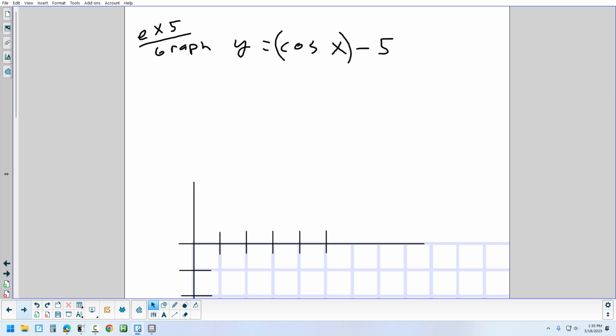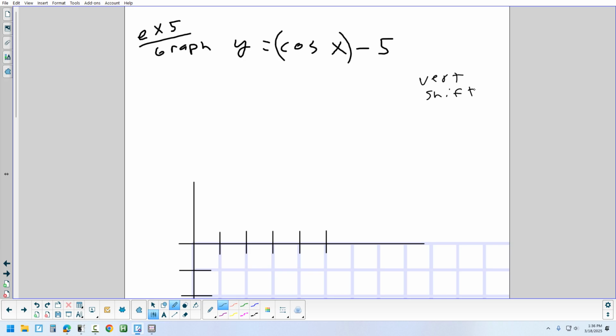All right, let's try this one. So y equals cosine x minus 5. Okay, first thing you want to ask yourself is, are we inside or are we outside? Outside. So outside tells you what? Vertical. That's all it tells me. And it's subtraction, so that's a shift. Outside is vertical, subtraction is a shift. That means this is a vertical shift.